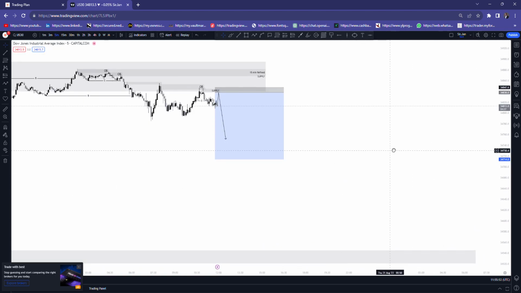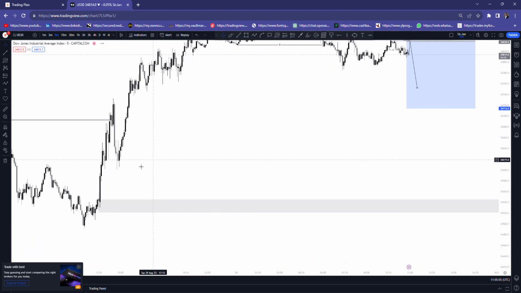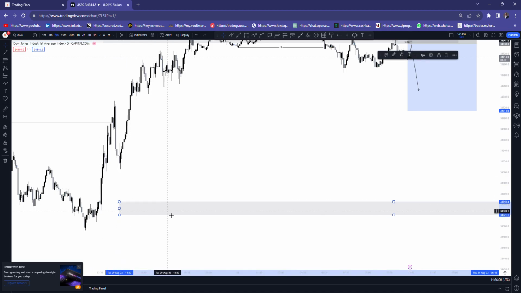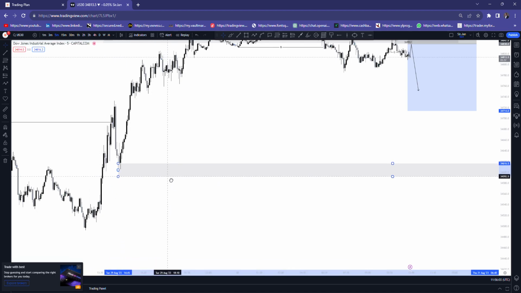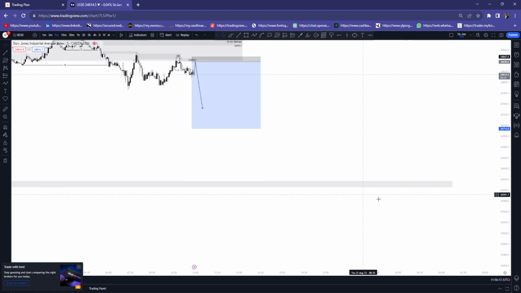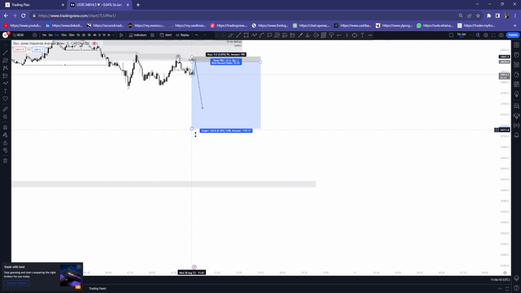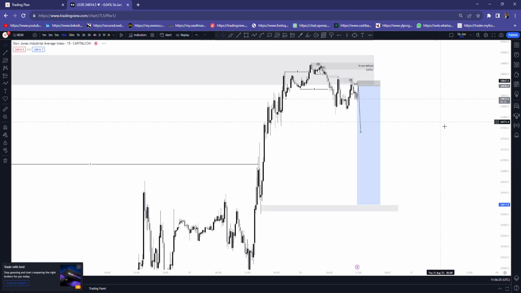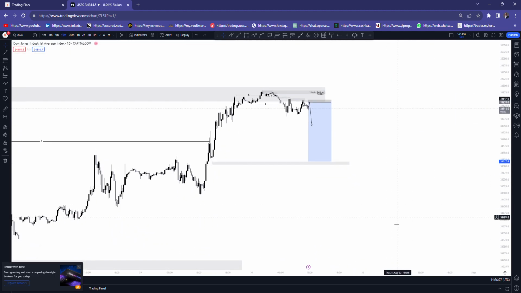Somebody might say on 5 minutes, why can't we just say maybe this zone? I might agree with you and say this zone here on 5 minutes. I might target this one. But overall, this might be a long drop, so it's fine. We might say we're taking our profits here.